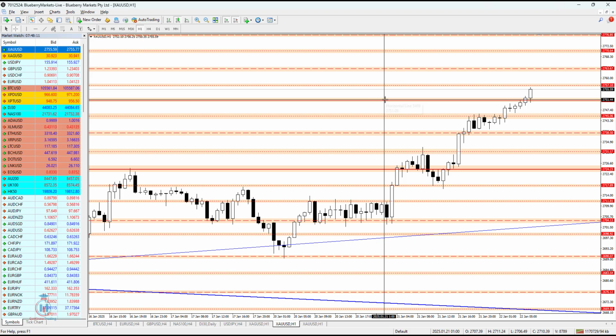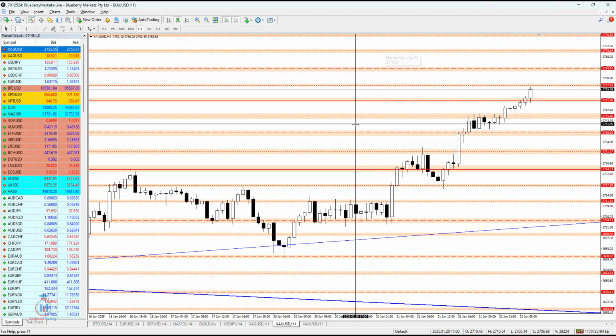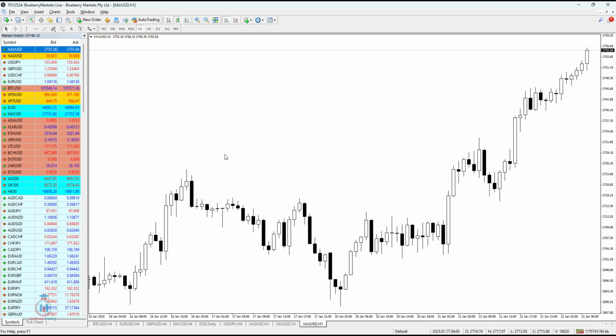Then you have horizontal lines, which are support and resistance lines. I will not show you that currently, because this video is meant to explain what these candlesticks mean: what a white candle means, what a black candle means.